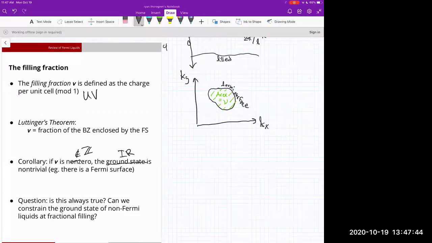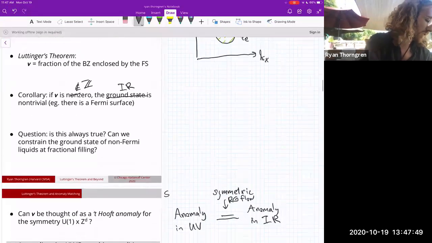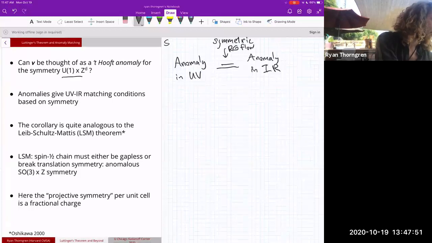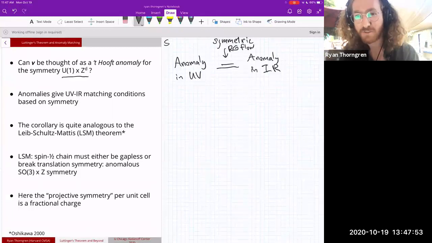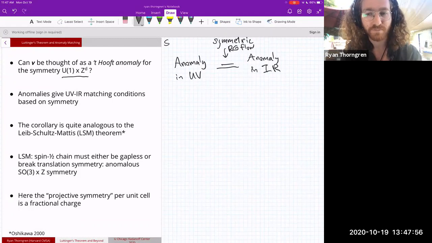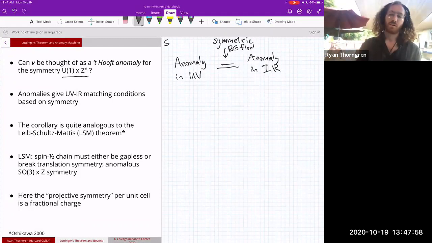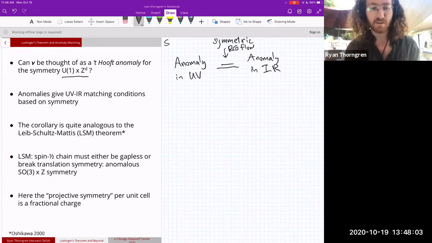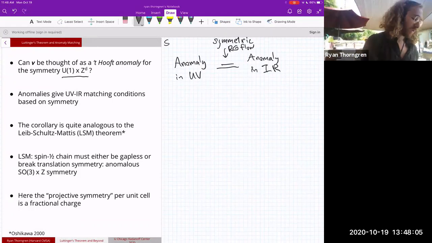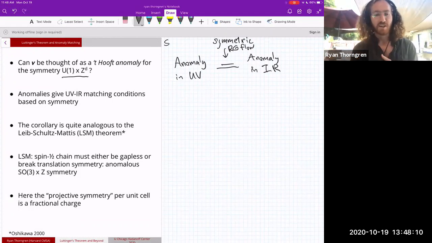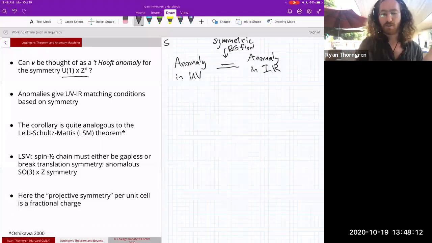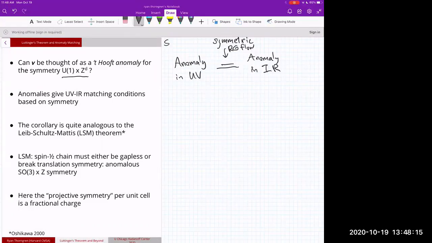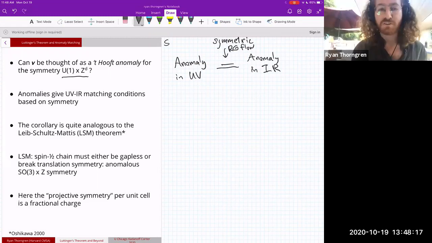Do you want this to be an anomaly in what? So it's going to be an anomaly for the global symmetry U1 times translations. Okay. So I want you to think about this as quite analogous to the Lieb-Schultz-Mattis theorem. In fact, that analogy was exploited by Oshikawa in this great paper, where he gives a flux threading proof for a version of Luttinger's theorem and a version of the Lieb-Schultz-Mattis theorem sort of all at once.